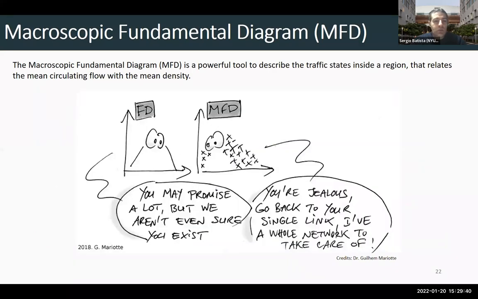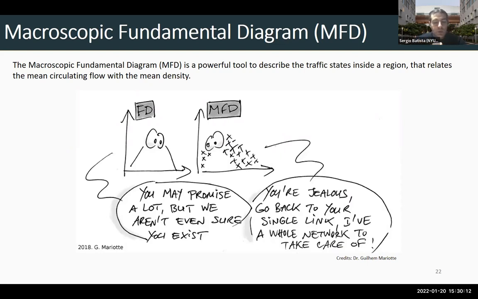In each region, we assume that traffic conditions are approximately homogeneous and they can be regulated by the so-called macroscopic fundamental diagram. This is just a sketch to show you that what is true for a link in which we have the fundamental diagram, we also have it for a set of links where we assume that traffic conditions are approximately homogeneous. What does this homogeneity mean? It means that vehicles will be traveling at the same average speed.